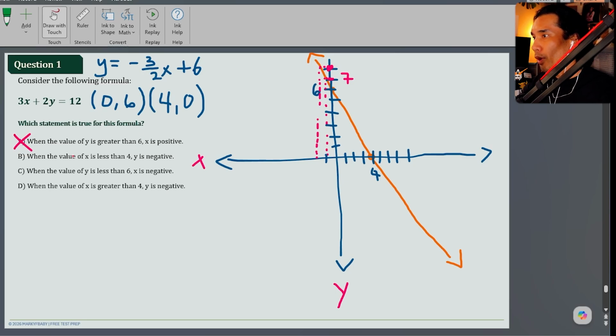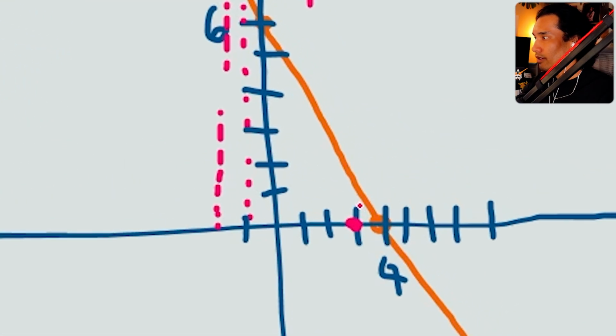B says when the value of x is less than 4. So we're looking at the x-axis now, and it says less than 4. Let's choose a value that's less than 4, and that is 3. Okay, let's choose 3. And then let's go touch our line here.